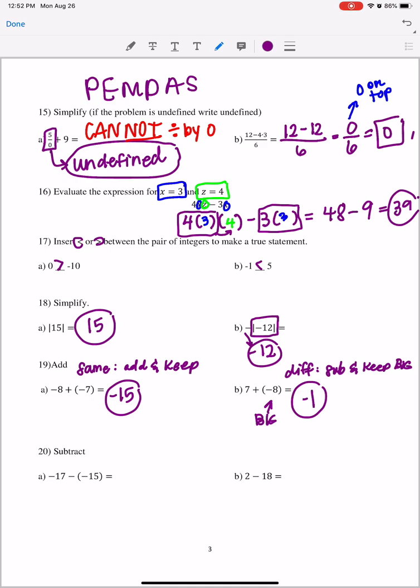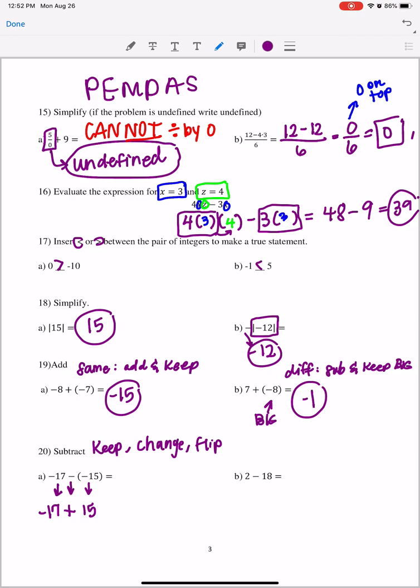On 20, we're subtracting. When you subtract, you need to use your keep, change, flip. So keep this first number, negative 17, change the subtraction to addition, and flip the sign of the second one. So this negative 15 now becomes positive 15.